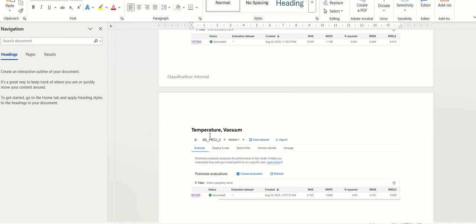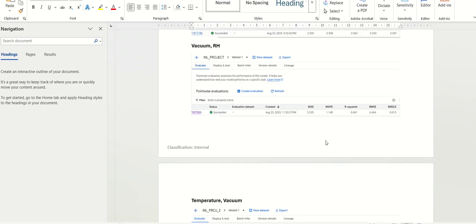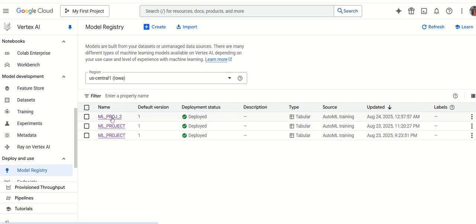The second best model is the one that has been built with temperature and vacuum as the input features, and the third best model is vacuum and relative humidity as the input features. So we have also deployed the model.